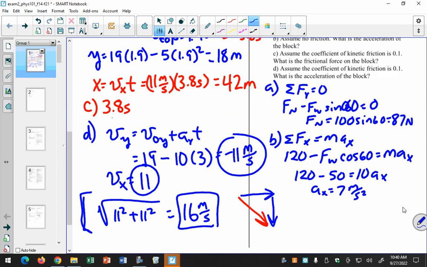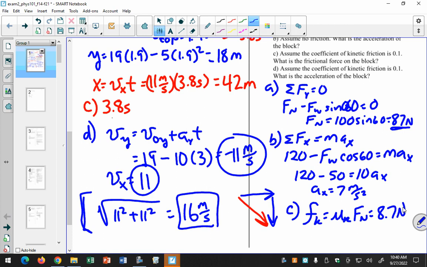Okay? And then for part C, I want to know what is the frictional force on the block. Well, C is just going to be Fk equals mu k times the normal force. So that will be 0.1 times what I found already, which is 87, or 8.7 newtons.